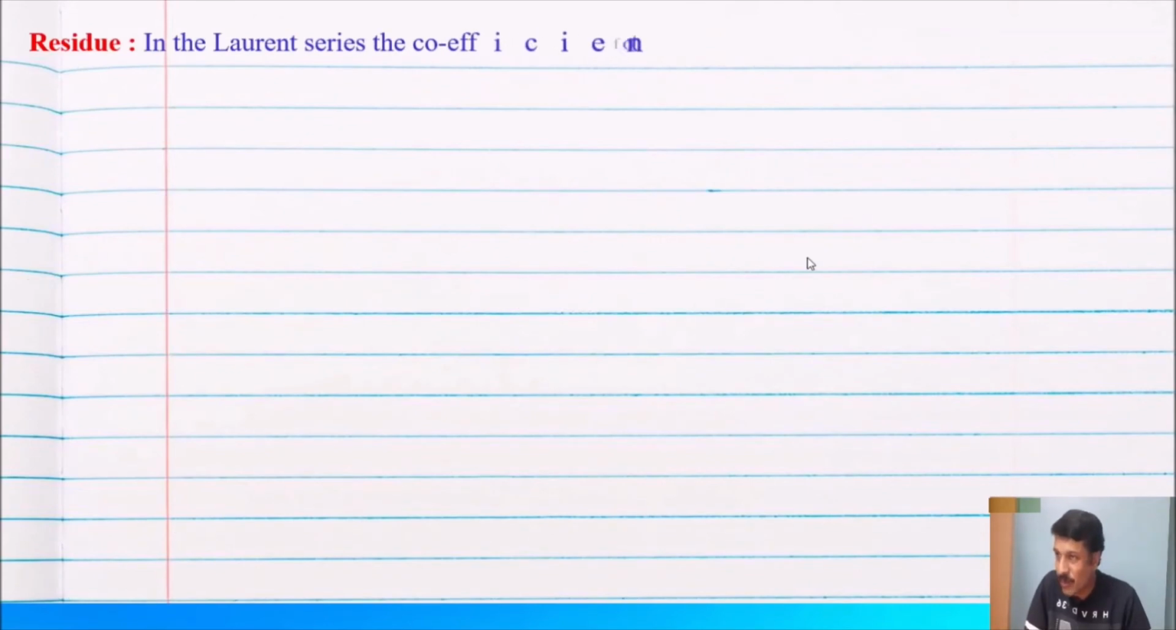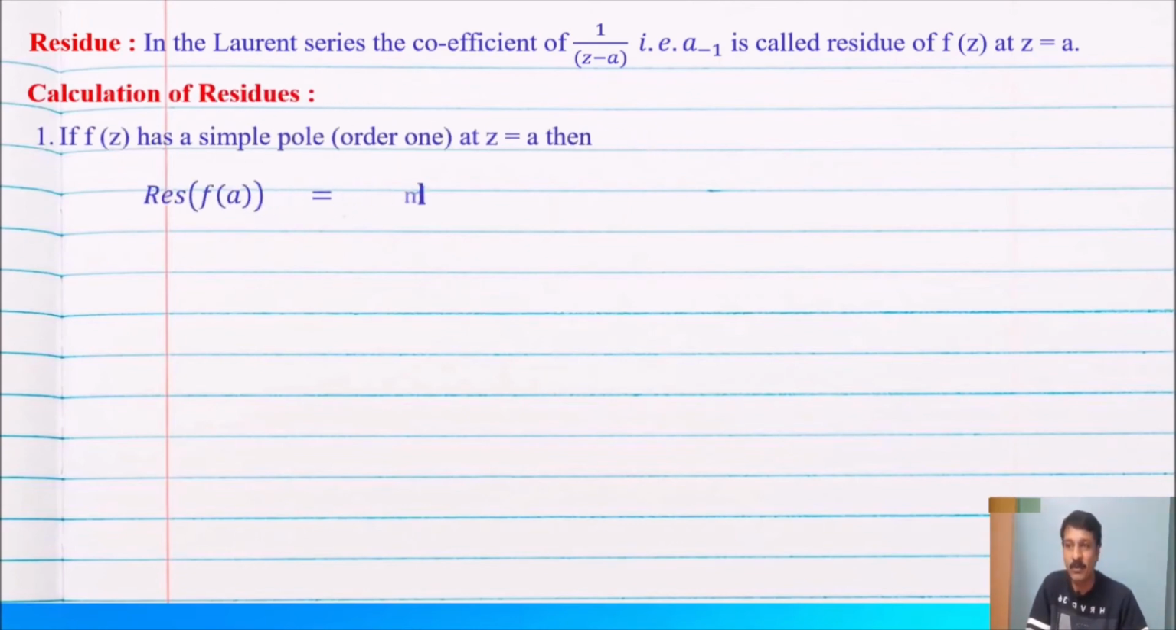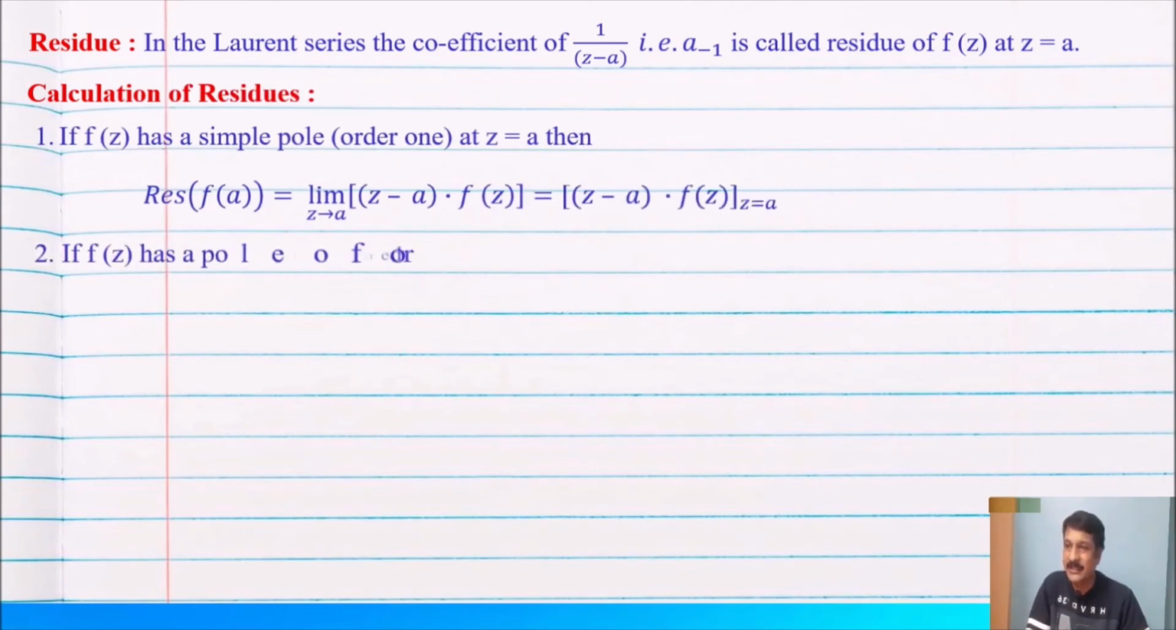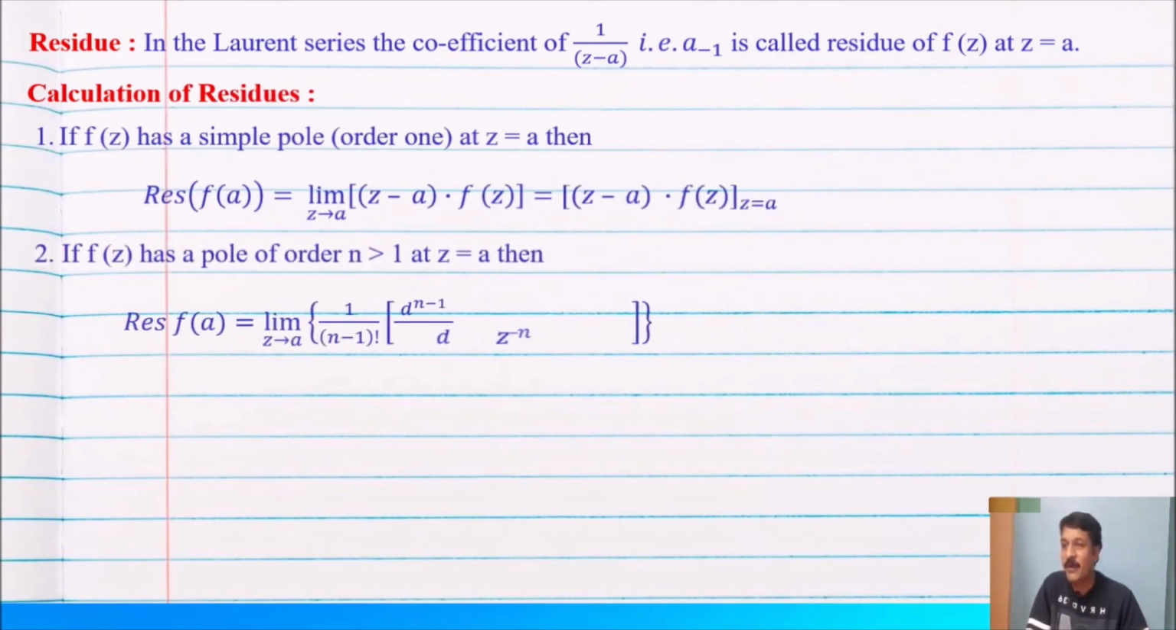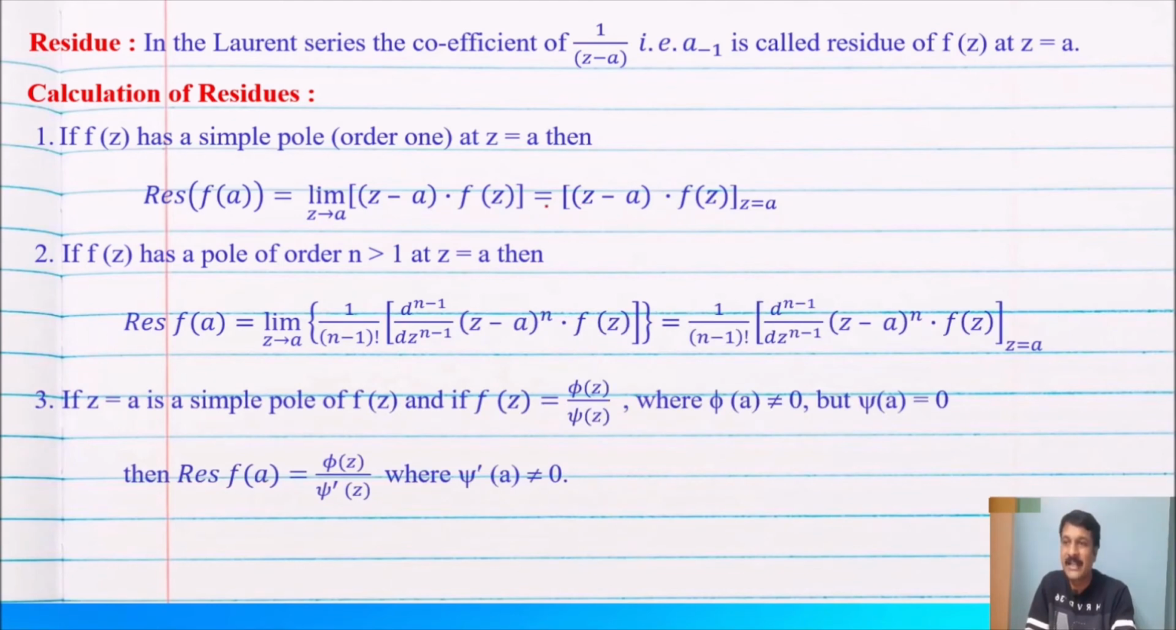Now, what does residue mean? In the Laurent series, the coefficient of 1 upon z minus a, that is a suffix minus 1, is called the residue of f of z at z equal to a. So, how do we calculate this residue? Remember, if f of z has a simple pole, meaning the order is 1, at z equal to a, then the residue of f at a is equal to the limit as z tends to a of z minus a into f of z. So, for example, if we consider f of z equal to e raised to z upon z minus 1, it means that it has a simple pole at z equal to 1, because its power is 1.